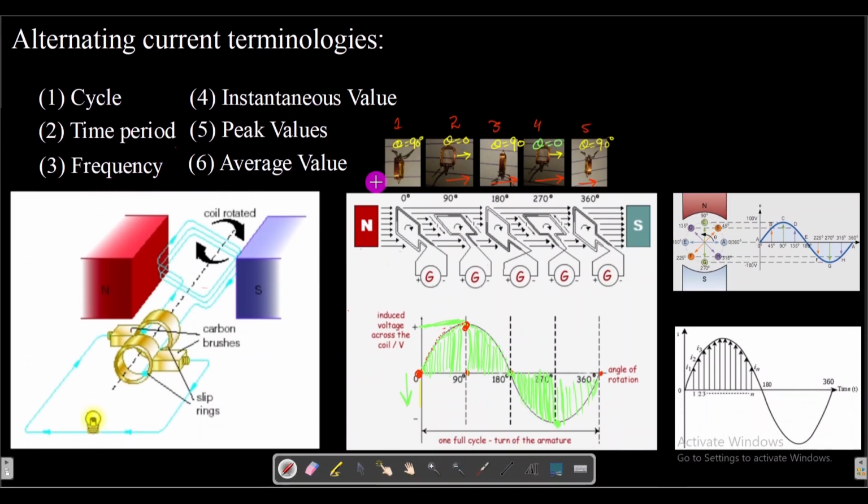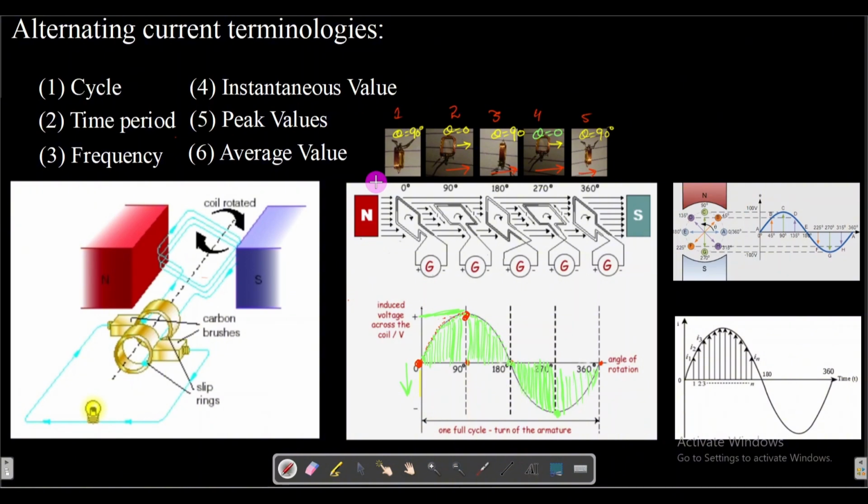Now, what is the instantaneous value? As I have discussed here, for each degree of the rotation there will be some value, and we call that value at each instant the instantaneous value. So for angle equal to 0, the EMF will be 0. For angle equal to 1, the EMF will be 1, and likewise for angle equal to 2, for angle equal to 3.